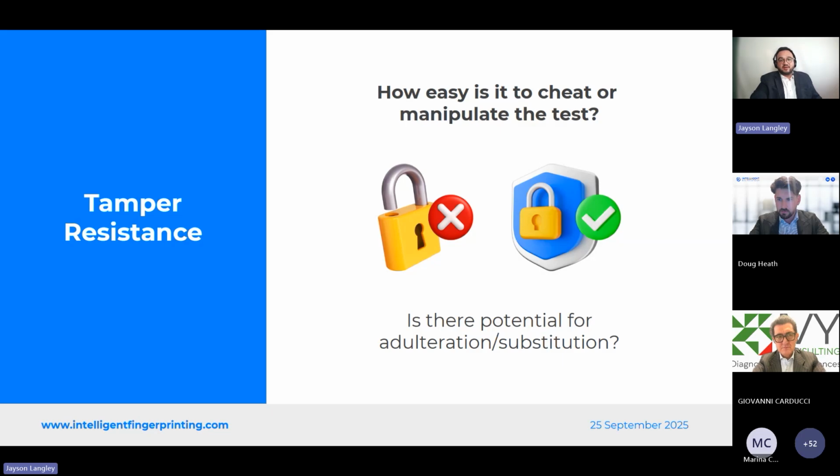Even with safeguards like temperature strips, many determined individuals can find ways to cheat. And at the end of the day, if you can't trust the result, the test loses all of its value. So a secure, traceable method protects your decision making and also reinforces accountability.